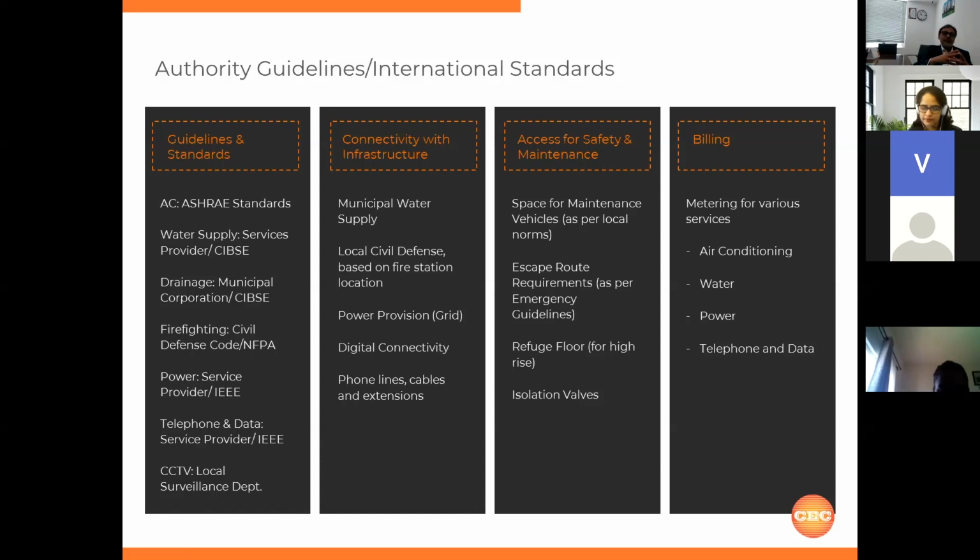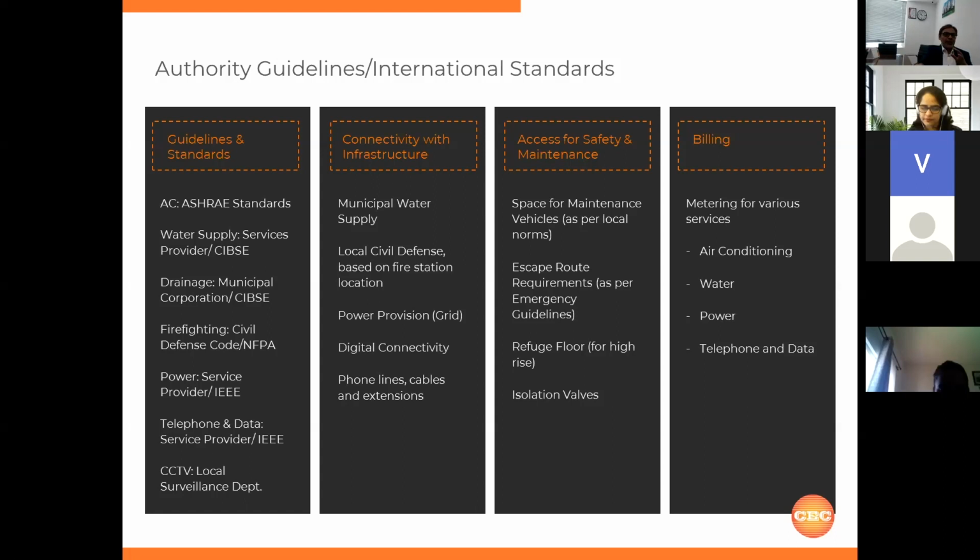Access and maintenance, escape route in case of emergencies, how people will be evacuated in the shortest possible time. In case of an accident, how people can be segregated by keeping a refuge floor. So all this becomes part of safety and maintenance. As I'm seeing, this is a high-rise tower. You will have multiple refuge areas where occupants are evacuated in a staggered manner.